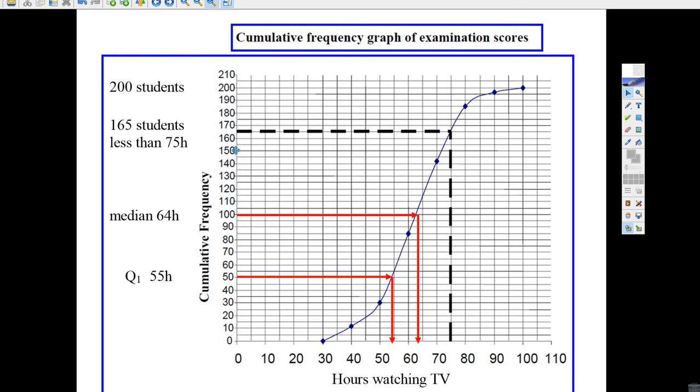If they said third quartile, I'd go to 150. Run over and run down to get my estimate. Those are the kind of things they ask. And it's not really that hard. Okay, that's it for a little refresher on ogives.